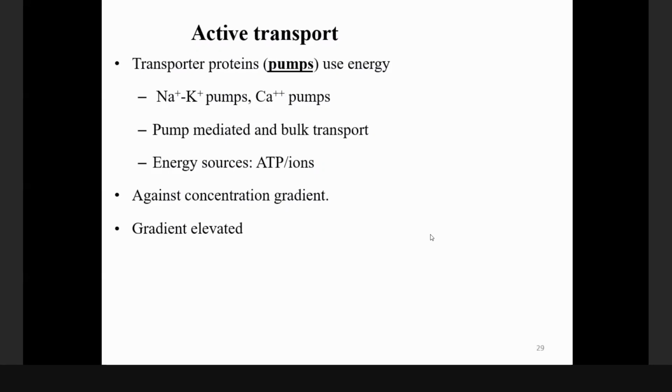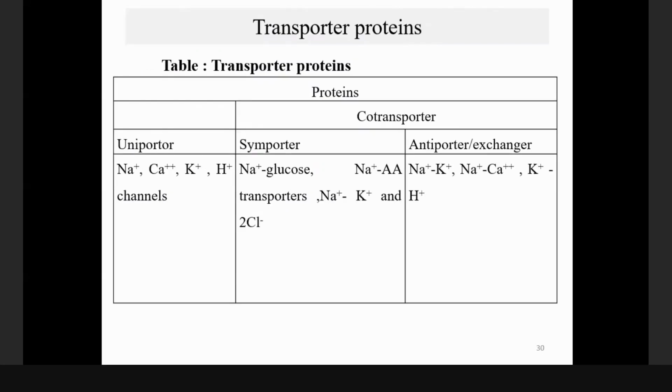So active transport can be divided into two: primary active transport or secondary active transport. So if the source of energy is directly ATP, it's called primary active transport, or direct active transport. Otherwise, if the source of energy is not directly ATP, but ions, it's called indirect or secondary active transport. Otherwise, in the active transportation process, we need proteins. Uniporter, symporter, or antiporter. I told you this one in the earlier slide, so I'm not going to repeat it.